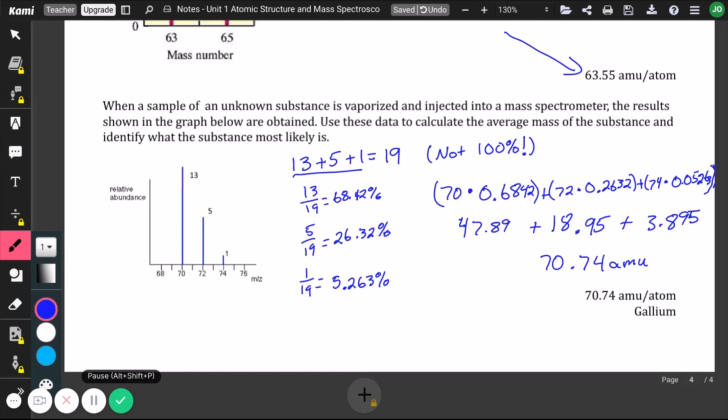So we did 13 over 19, that gave us 68.42, 5 over 19, which gave us 26.32, and then 1 over 19, which gave us 5.263%. Okay, plug that into your isotopic abundance, so average atomic mass formula. So isotope times abundance plus isotope times abundance plus isotope times abundance. You should have ended up with 70.74.